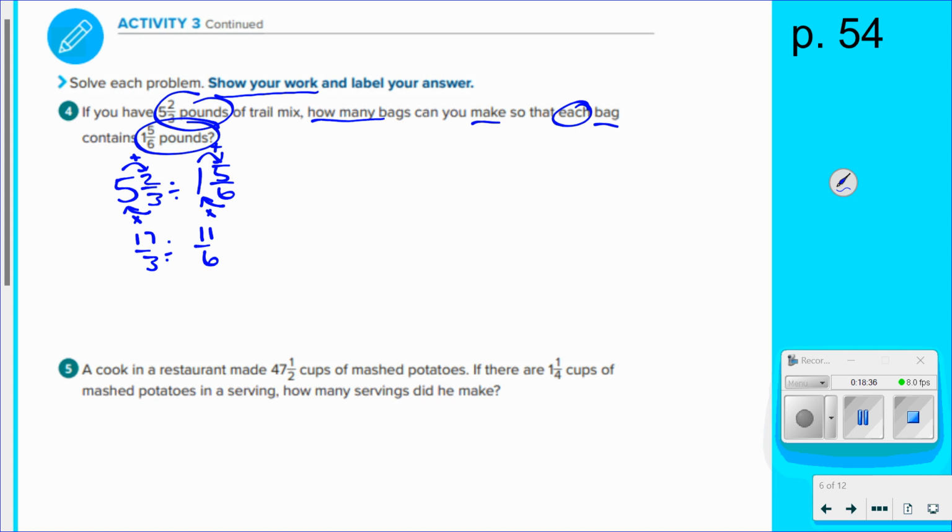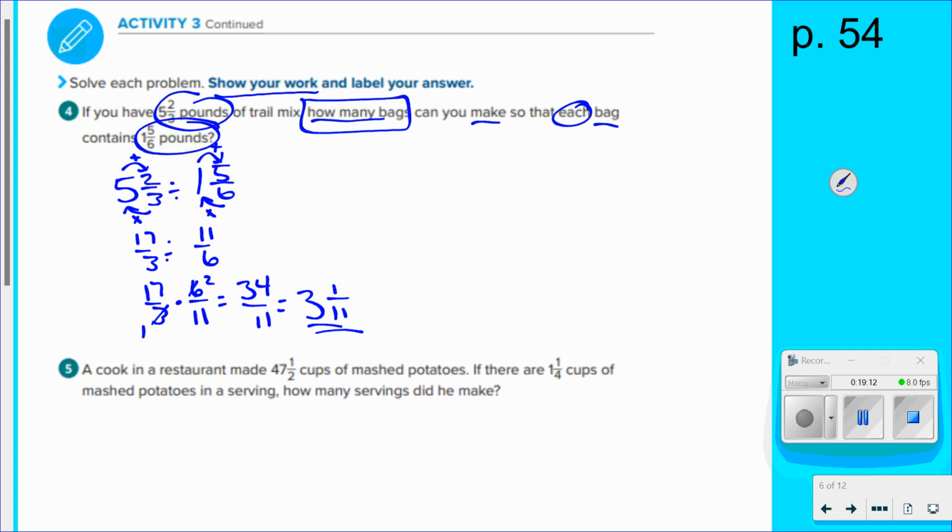Okay? Once I have my division written out with improper fractions, now I keep the 17/3, change to times, flip. 11/6 becomes 6/11. Look for your reductions. It's going to make life much easier for you. I have a 3 I can take out of the 6 and the 3. Gives me 34 over 11, or 3 1/11. Am I done? No, because I have a question to answer, don't I? Yeah. How many bags can I make?